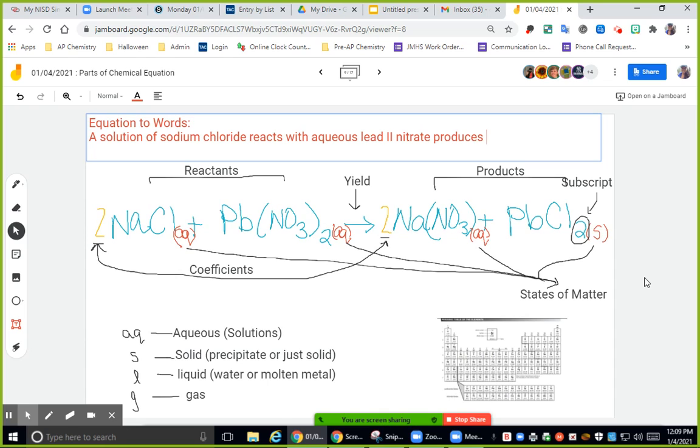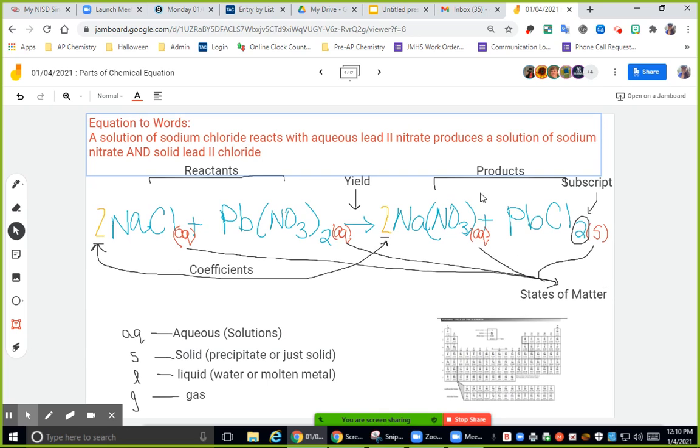So we have a solution of sodium nitrate and solid lead 2 chloride. Okay, so once again, I did that little reverse crisscross. That's how I was able to come up with that. The rest of these were all ionic substances. So don't forget little basics like that, okay?